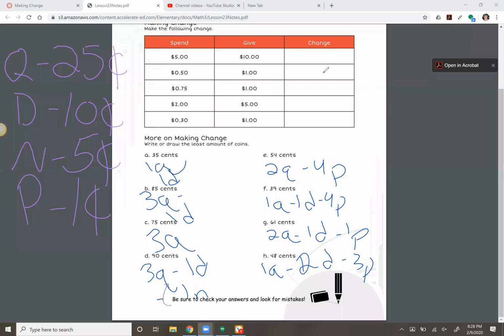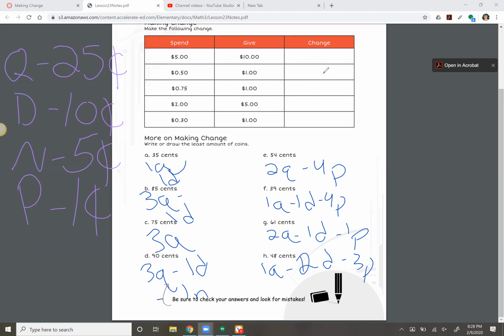All right, friends. So again, please excuse my messy writing. So again, there's no wrong answer as long as you get to the value. But we're trying to go for the smallest amount of coins. So the less coins you're holding, the better. So for C, that was really easy.